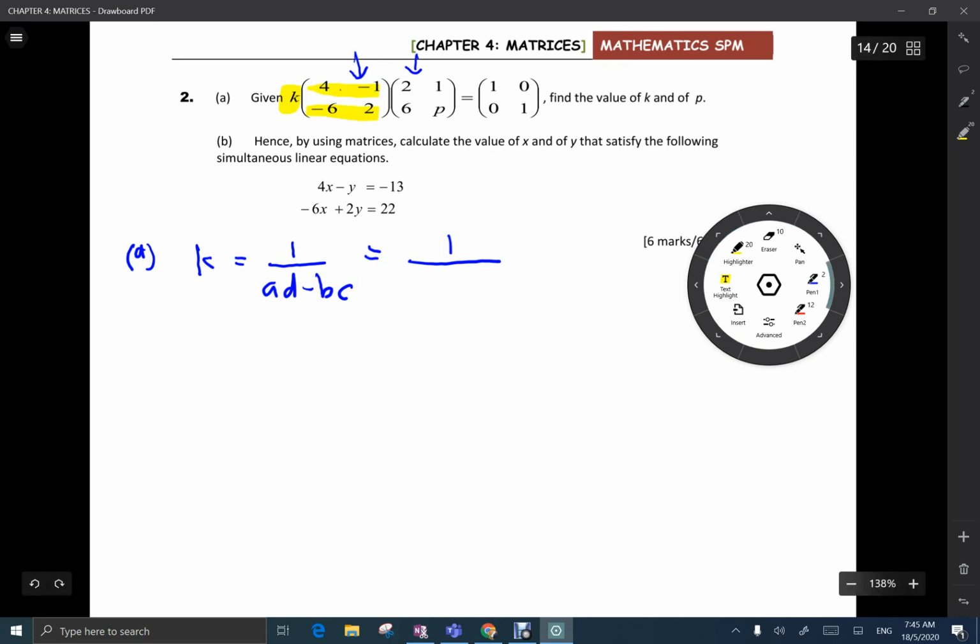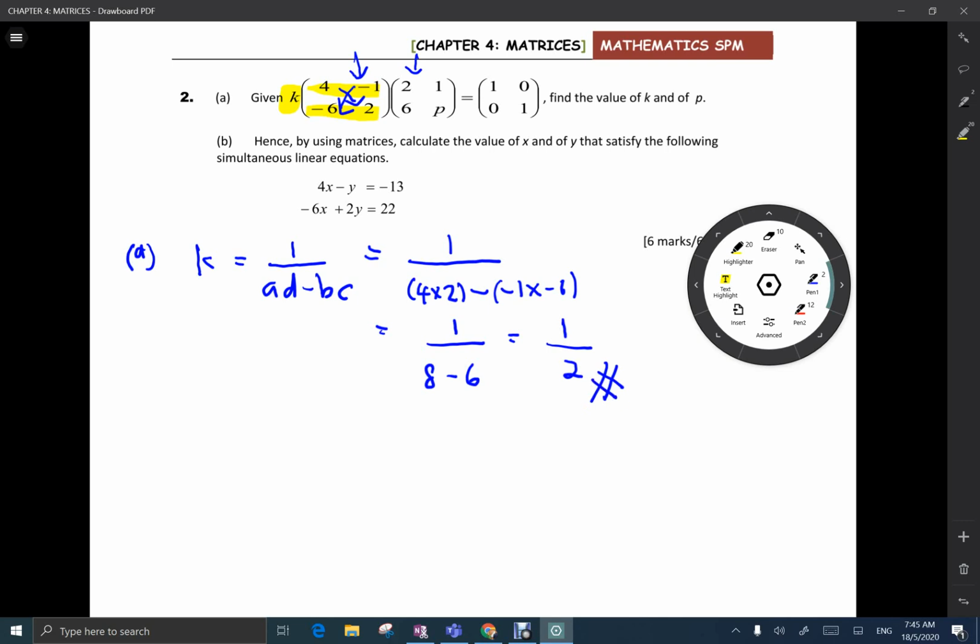Okay, so 4 times 2 minus negative 1 times negative 6. Please solve it. 4 times 2 is 8, minus 1 times negative 6 is 6. So, K is 1 over 2. Okay, that's all. Now, next it asks us to find P.